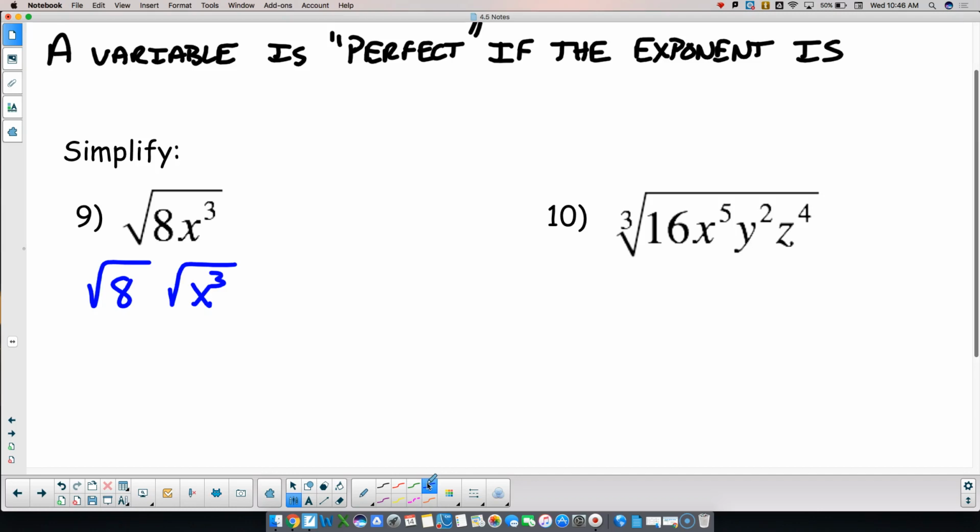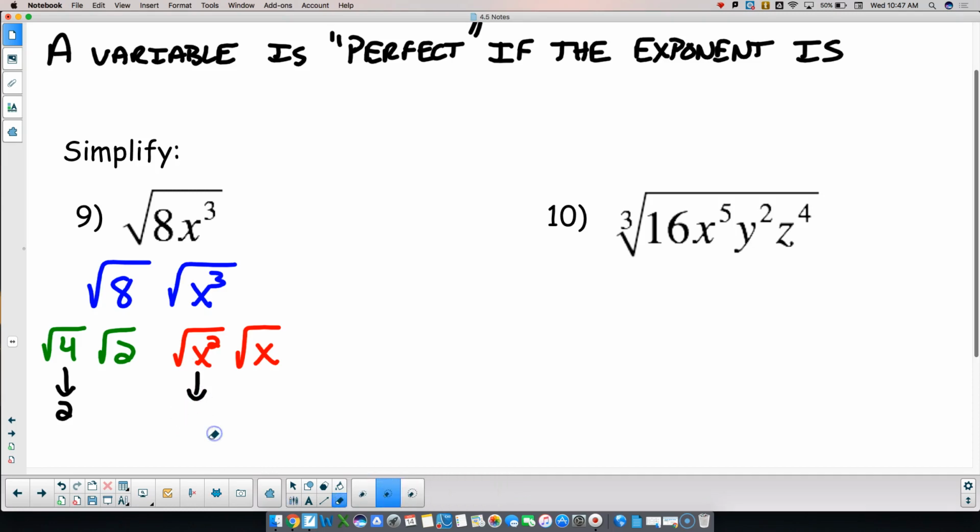Okay? So square root of 8, that's what? The square root of 4 times the square root of 2? Square root of 4 is 2. Square root of x cubed. Isn't that the square root of x cubed times the square root of x? Can I write it like that? Okay. So this becomes, oops, I almost put 2 there. This becomes x.